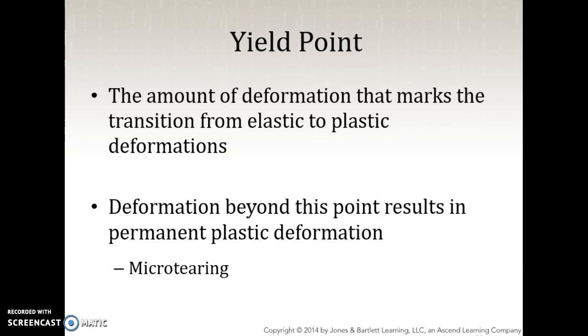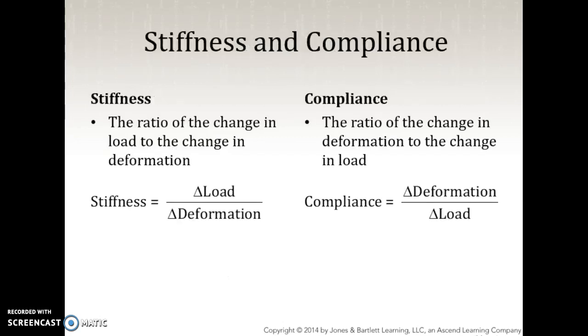And then there's the yield point between the elastic and plastic regions. It's the amount of deformation that marks the transition from elastic to plastic. Deformation beyond this point results in permanent plastic deformation, or we could also think of it as micro-tearing.